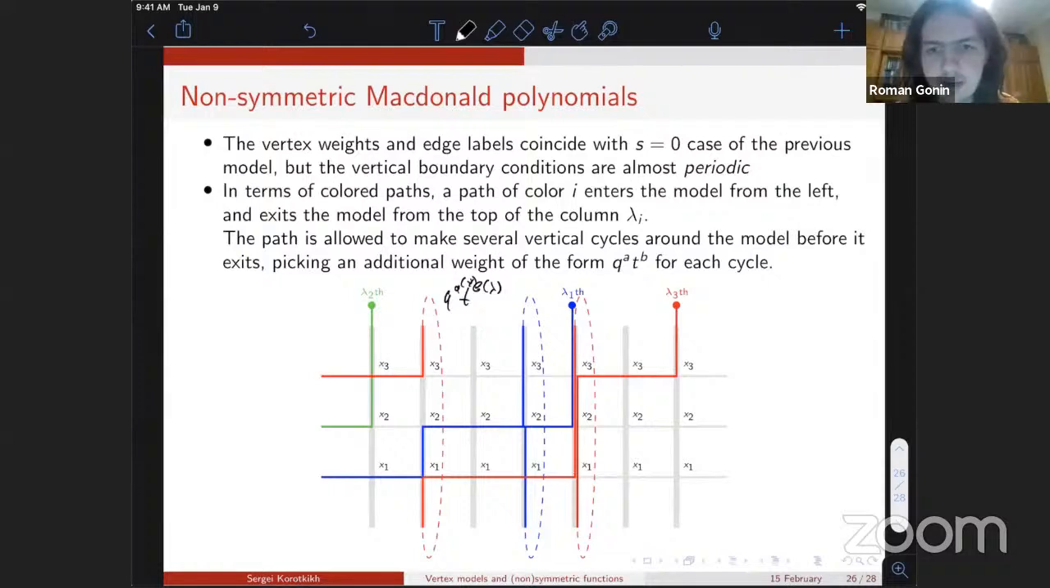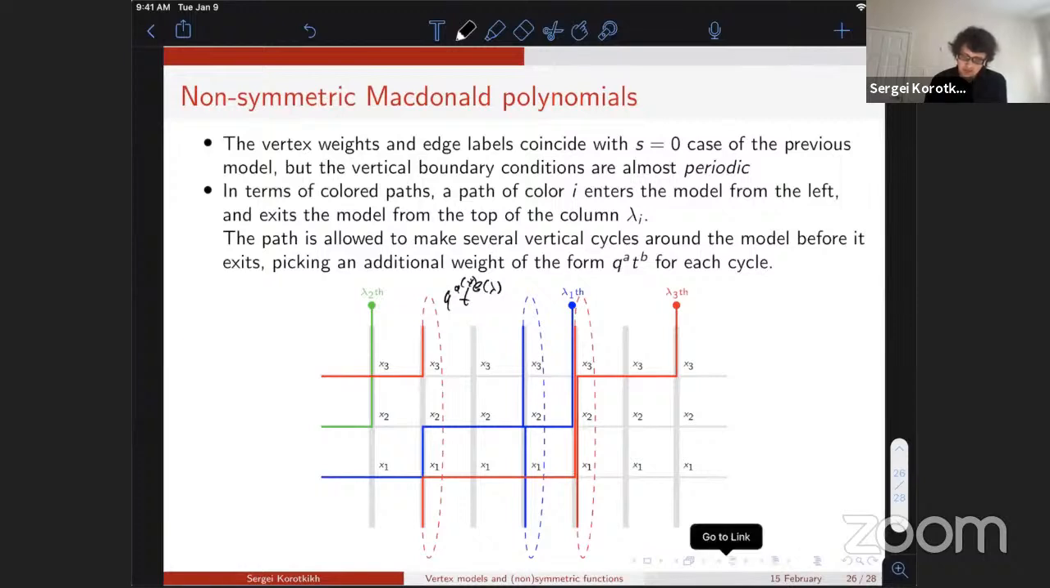Are these a and b the same for all colors? No, they will be different for all colors. They will depend on the distance for this color to the column where it should exit, on the other colors, and on the exit positions of other colors between these two spaces. So it depends in a complicated way on the various positions of lambdas between this column and the exit one. And when the parameter q is set to zero, all these integers a are greater than one. That's why all these windings become forbidden and you recover the whole Littlewood model.